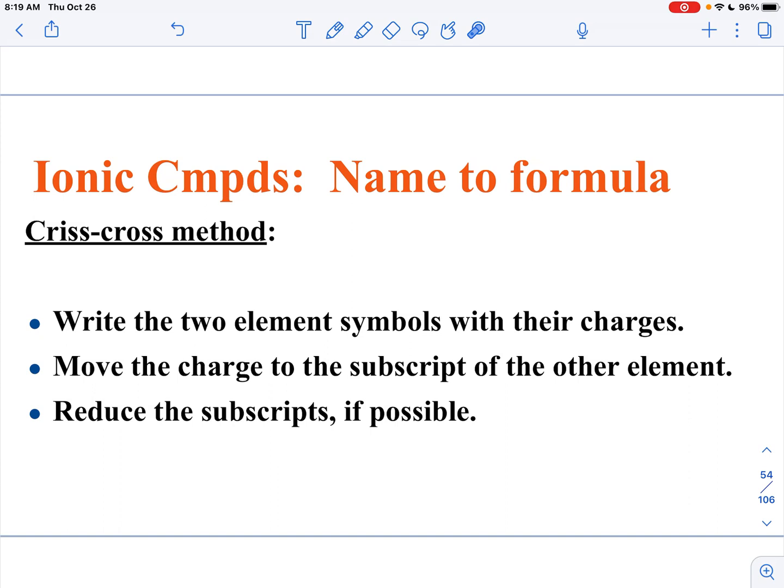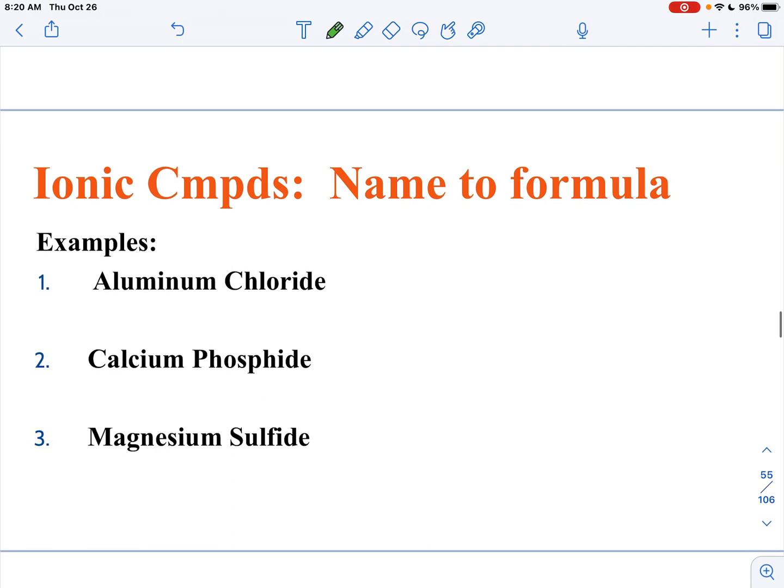Then you move the charge to the subscript of the element. When you do that, you get rid of the plus or minus. That's very important. When you make them a subscript, the numbers lose their plus or minus. You don't want to have a plus or minus as a subscript. And then reduce or simplify the subscripts if possible. So let's do some examples.